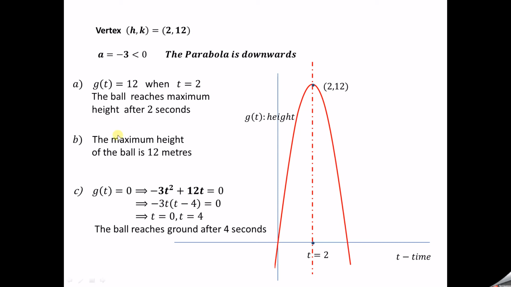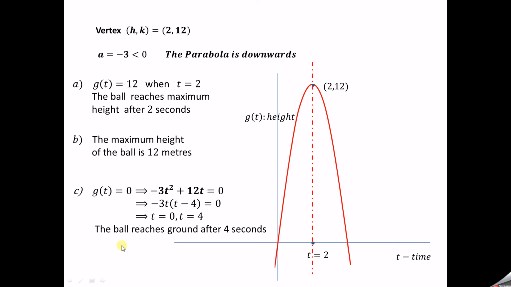And the second option B is, what is the maximum height of the ball? Here clearly we can see the parabola has a maximum, and the maximum value is 12. When t equals 2, the maximum height is 12. So the maximum height of the ball is 12 meters.